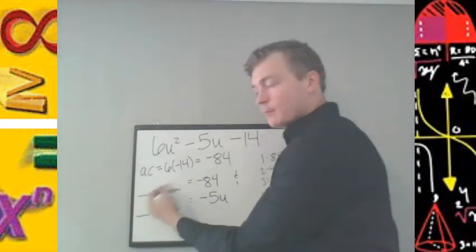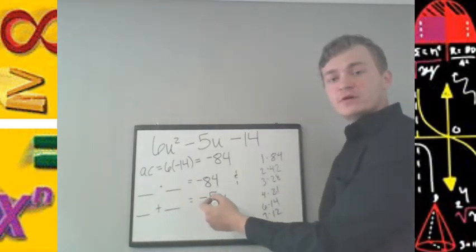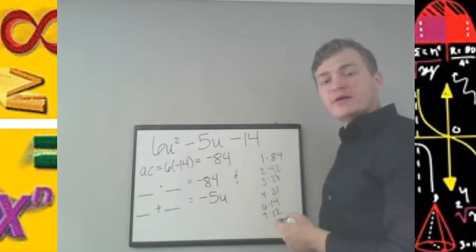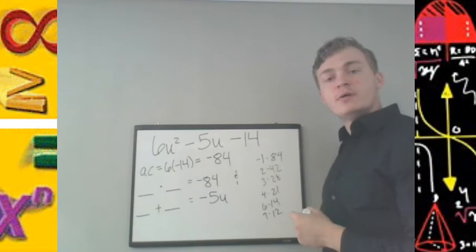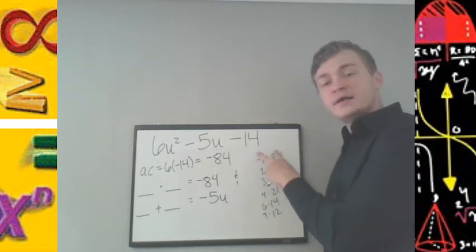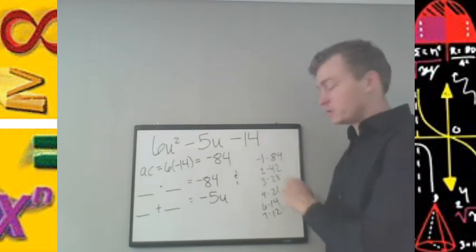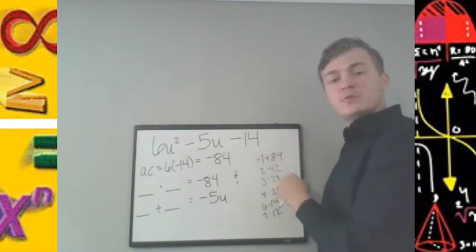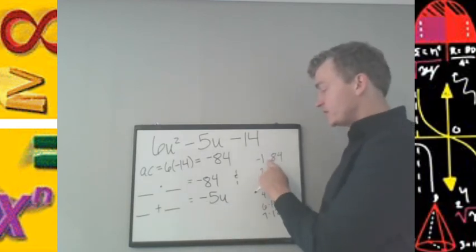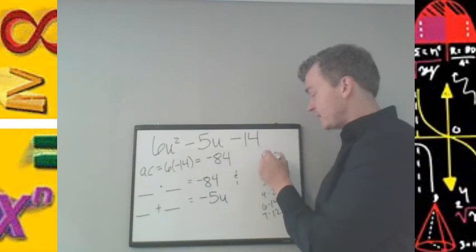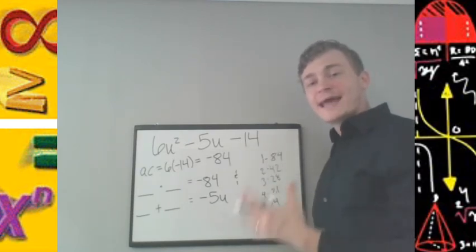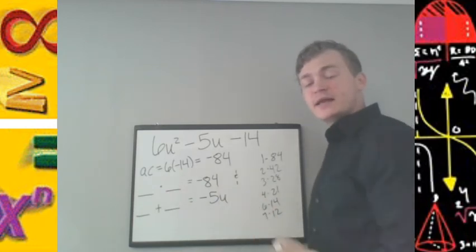Now it says that they need to multiply to give us a negative 84. So one of the factors here will be negative in our integer pairing. In other words, negative 1 multiplied by 84 is negative 84. However, when you combine negative 1 and 84 through addition, we get 83. That is not negative 5. If you switch the two and make 1 positive and make the 84 negative, then combining 1 and negative 84 is negative 83. And it's not negative 5.